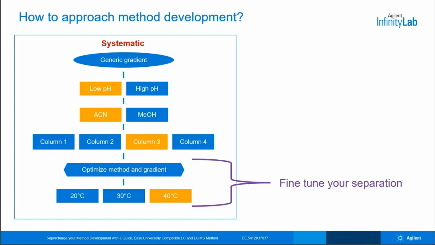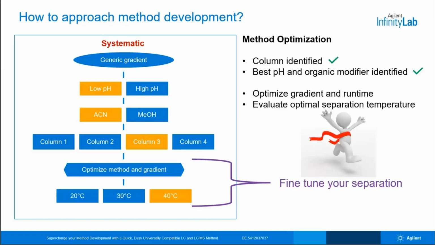You are now on the home stretch for your systematic method development. Hopefully all that's left is to fine-tune your separation. You started with a generic gradient, looked at organic modifiers and pH, and evaluated different columns across wide ranges of selectivity. At this point, you should have a pretty good separation with adequate resolution and good peak shape for your target compound. In some cases, you may want to optimize the method to see if you can make it shorter.